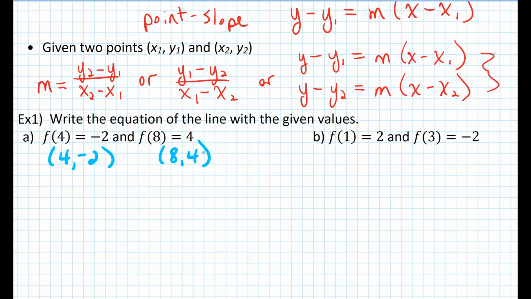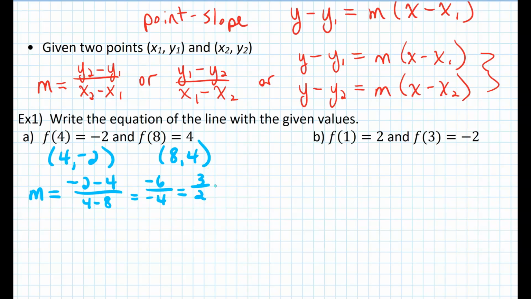All right. So again, we have 2 points, and so we need to find the slope between them. And again, it doesn't matter which one we do first. Which one do you want to put in the front? The first one? Okay. So we get -2 minus 4 all over 4 minus 8, which gives us -6 over -4. And what does that simplify to? 3 over 2.